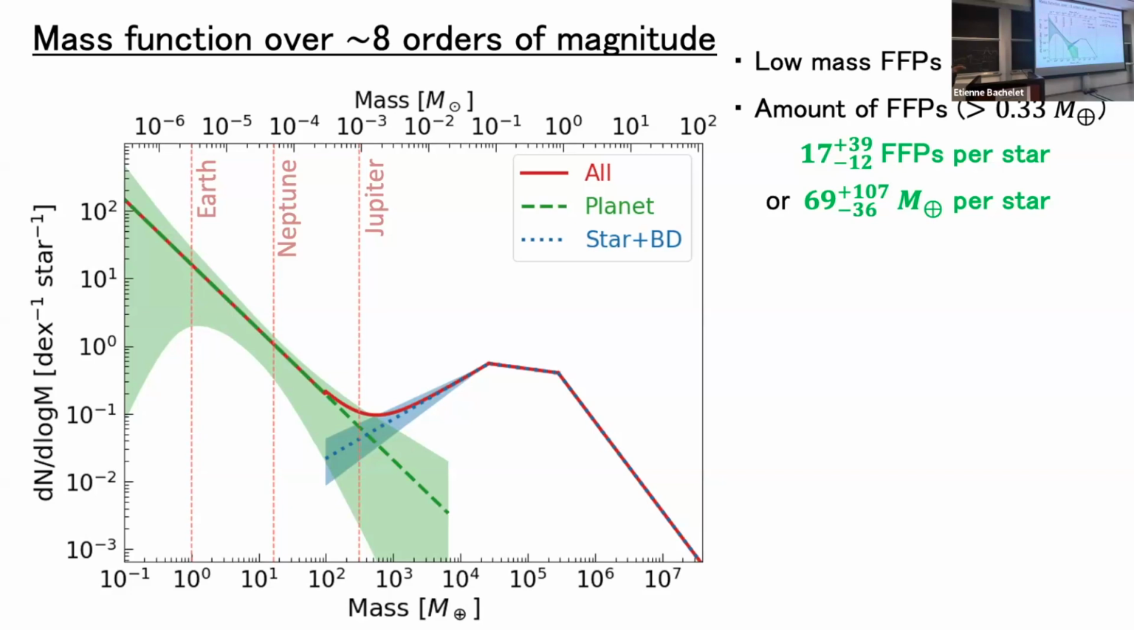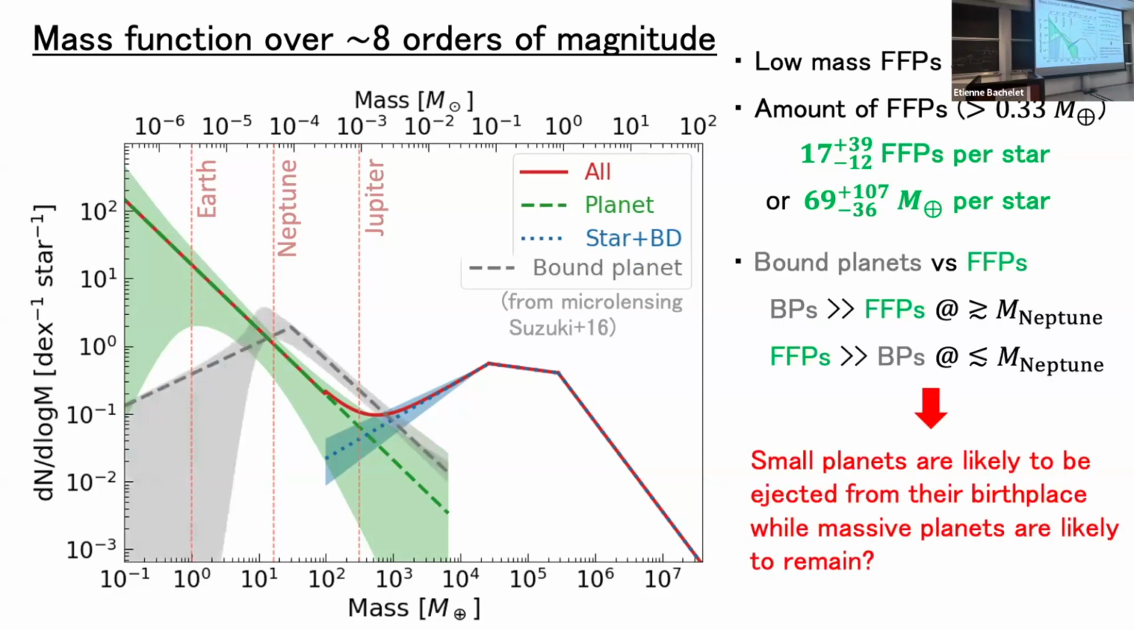And the total amount of FFPs down to 0.33 Earth masses is about 17 FFPs per star, or equivalently 69 Earth masses per star, with large uncertainty. And this figure looks even more interesting if we plot the mass function for bound planets. This gray one is for the microlensing planets taken from Suzuki 2016, and the mass function has a peak around the Neptune mass.